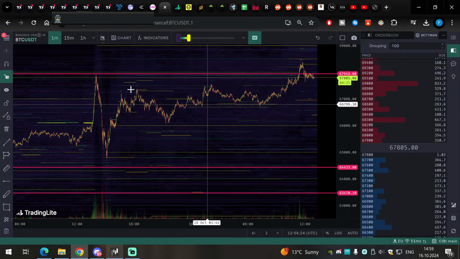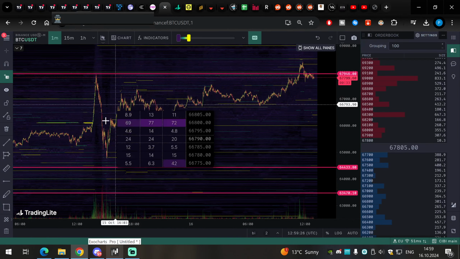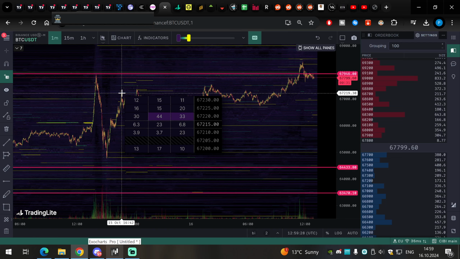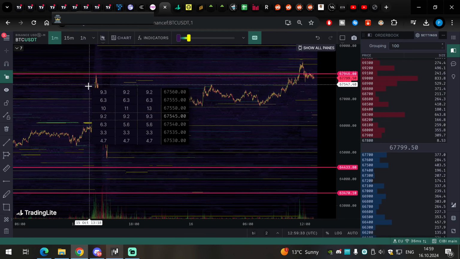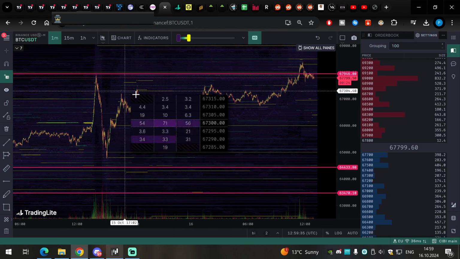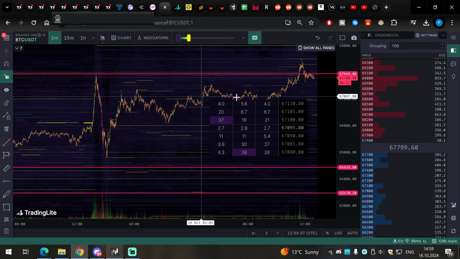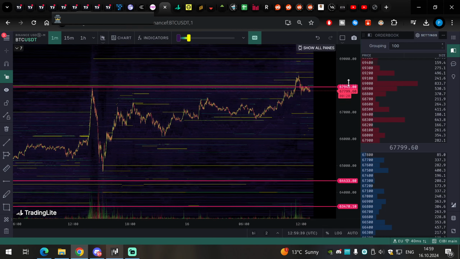Do you see where we started consolidating? We moved, look at that. So we moved up to 67,200 first, and another consolidation from 67,340. All these people who were longing here are now also providing resistance. So this was expected consolidation, and now you push to the upside.